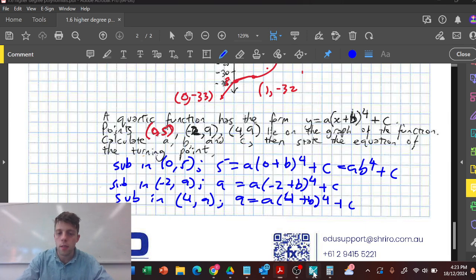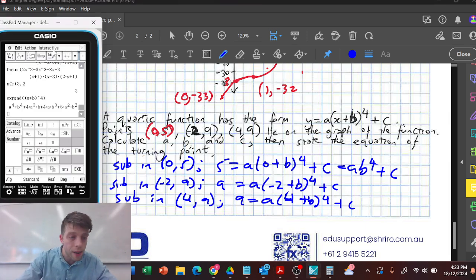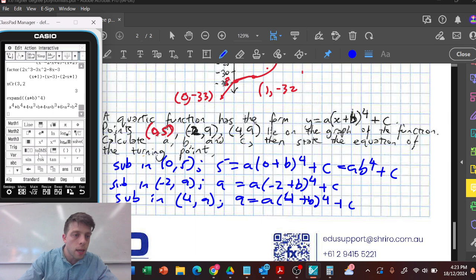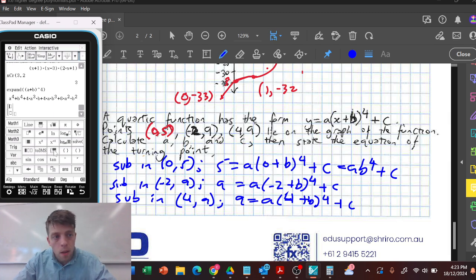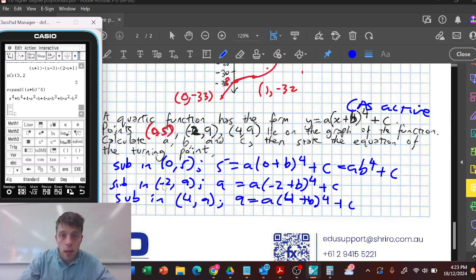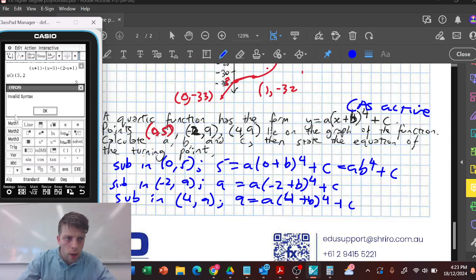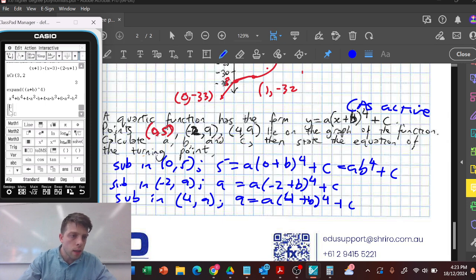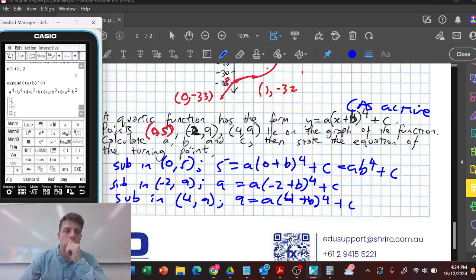Well, we can just solve this as a system of simultaneous equations using our CAS calculator. We can go up here, click this button, and it brings up our system of simultaneous equations. So I should say this is a tech active question, CAS active. We're going to just type in these equations. We need 3 equations, so if we click that button one more time, it gives us another line. So let's go ahead and type these equations in.